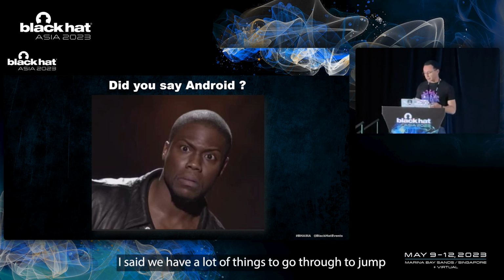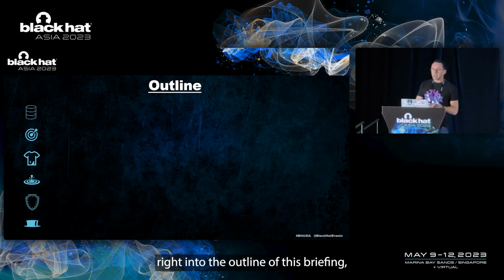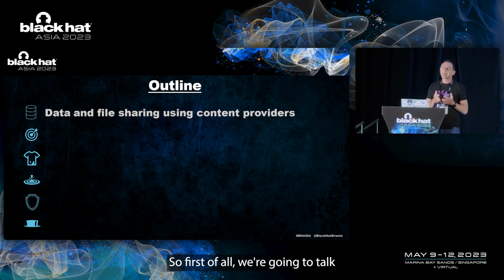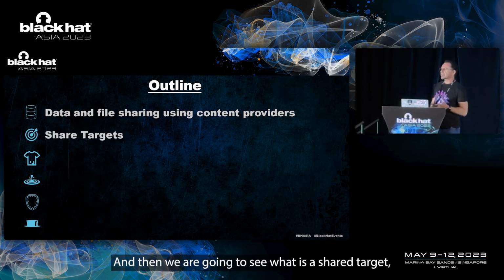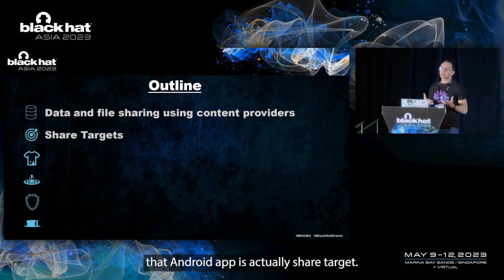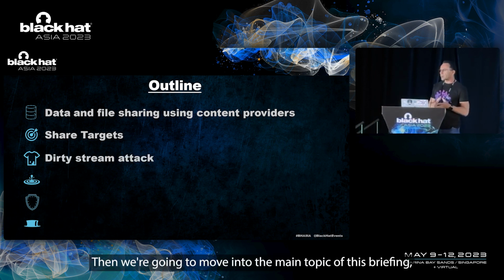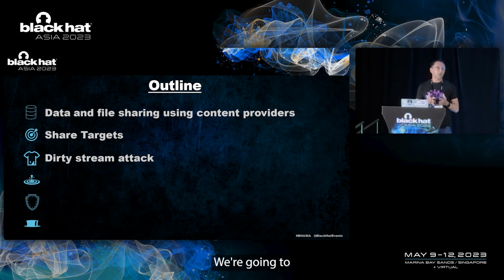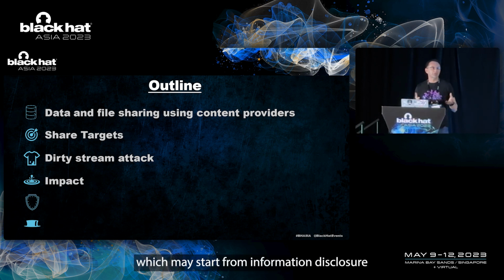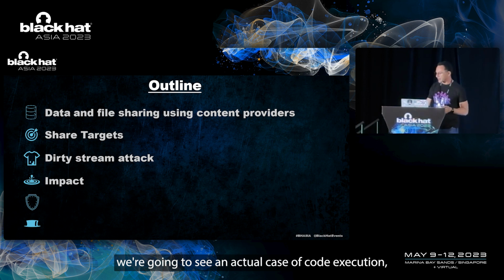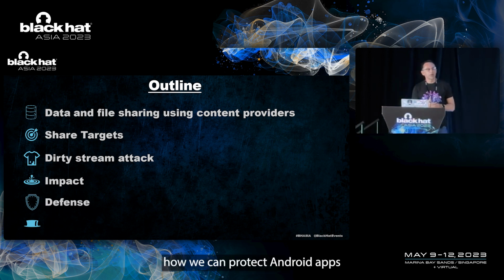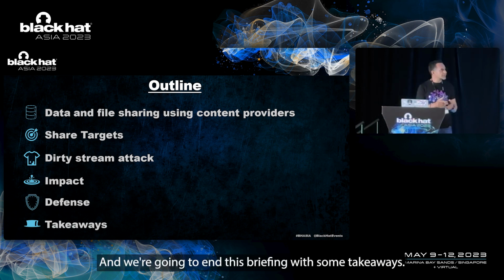And with that being said, and since we have a lot of things to go through, let's jump right into the outline of this briefing, which consists of the following topics. First of all, we're going to talk about data and file sharing in the Android operating system using content providers. And then we're going to see what is a share target, how it is used, and how we can identify that an Android app is actually a share target. Then we're going to move into the main topic of this briefing, which is the Dirty Stream attack. We're going to explore the root cause of this vulnerability pattern and see how a third-party app can actually exploit it. What is the actual impact, which may start from information disclosure, and in many cases can reach up to code execution. And at this point, we're going to see an actual case of a code execution, and how we can protect Android apps from this or similar types of attacks. And we're going to end this briefing with some takeaways.